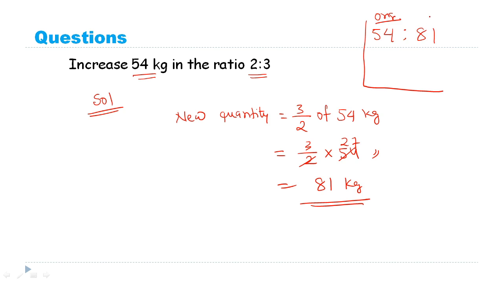Okay. And it is the new quantity. And if you find the ratio, you will get this ratio 2:3. So this is the maths only. This is the concept behind this question, right?